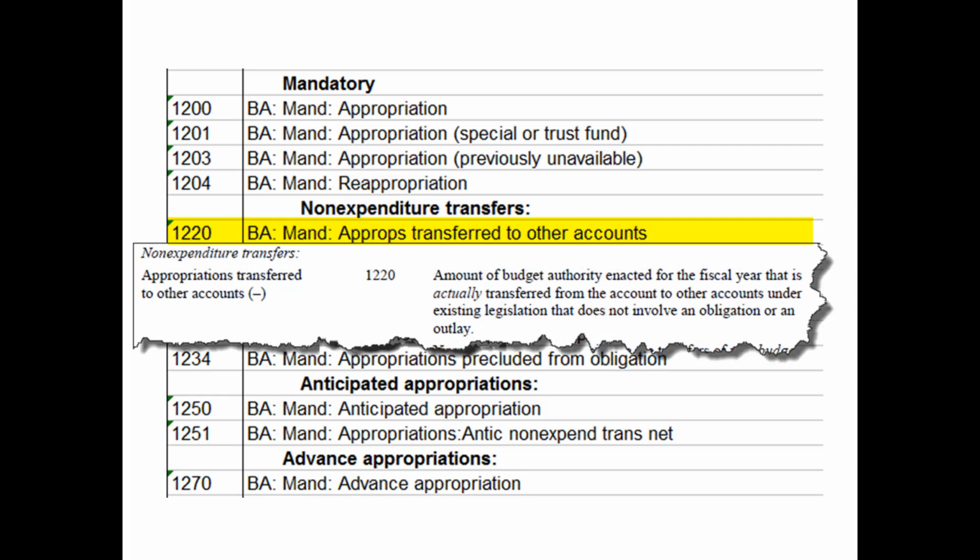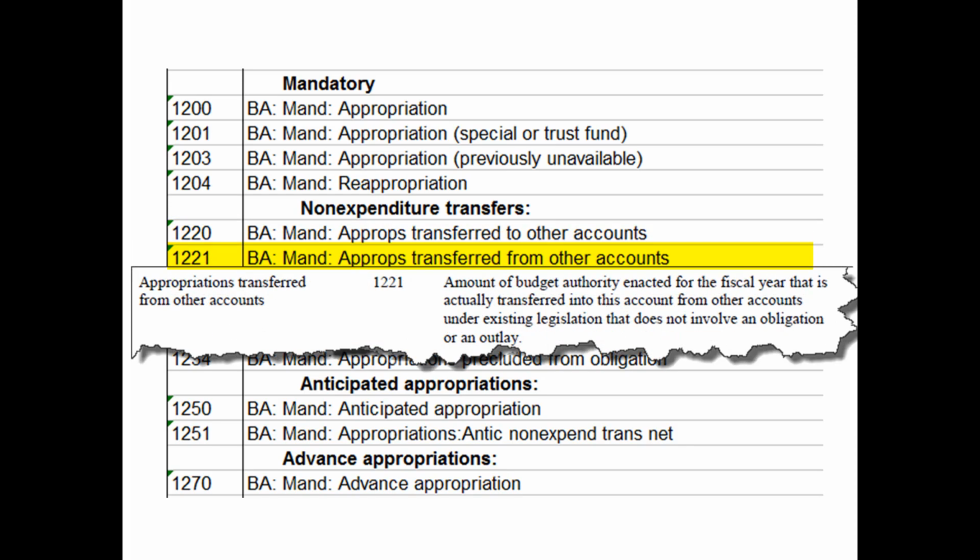Lines 1220 and 1221 are the mandatory equivalent of lines 1120 and 1121 in the discretionary section. The definitions are the same. For 1220, it's the amount of budget authority enacted for the fiscal year that is actually transferred from the account to other accounts. And for line 1221, the amount of budget authority enacted for the fiscal year that is actually transferred into this account from other accounts.